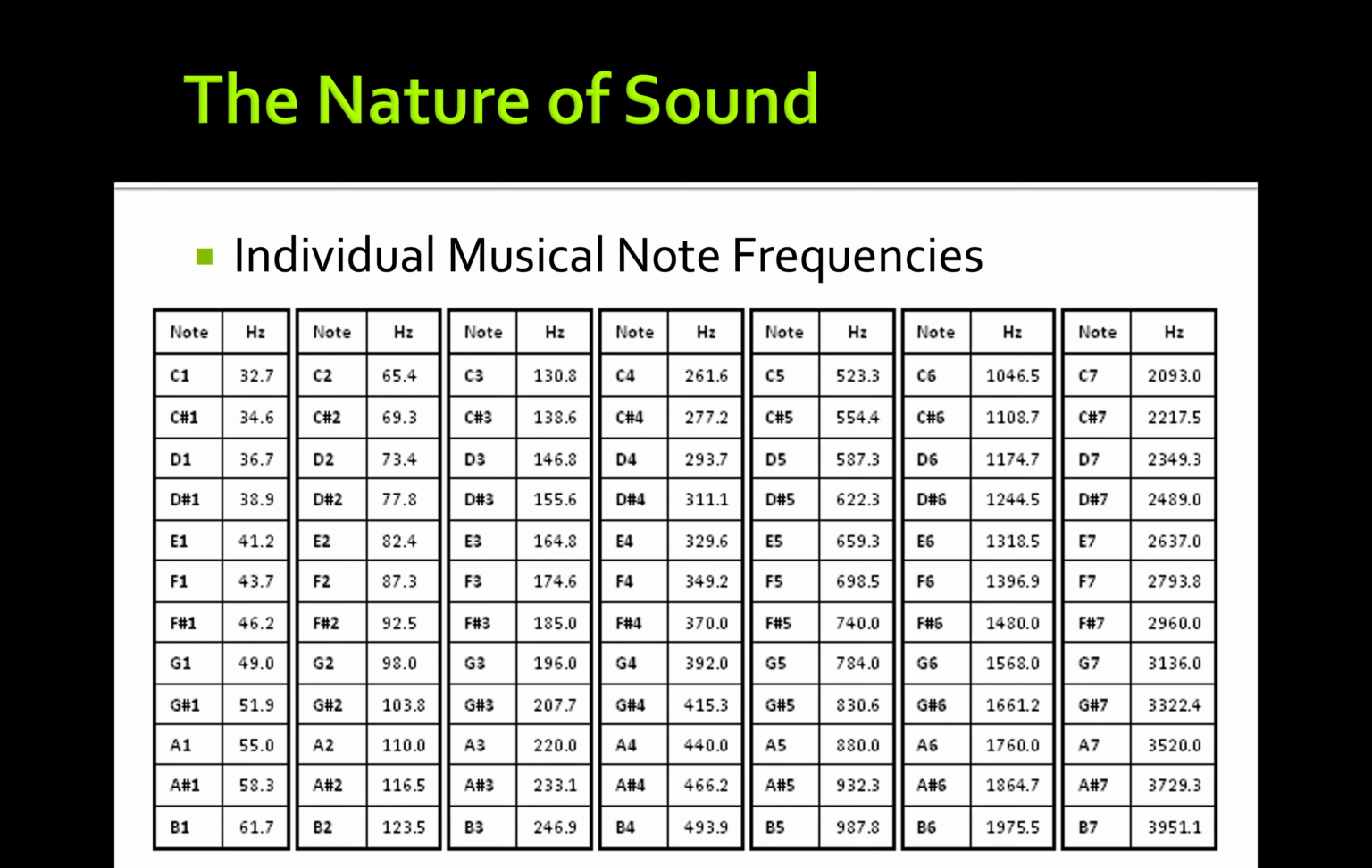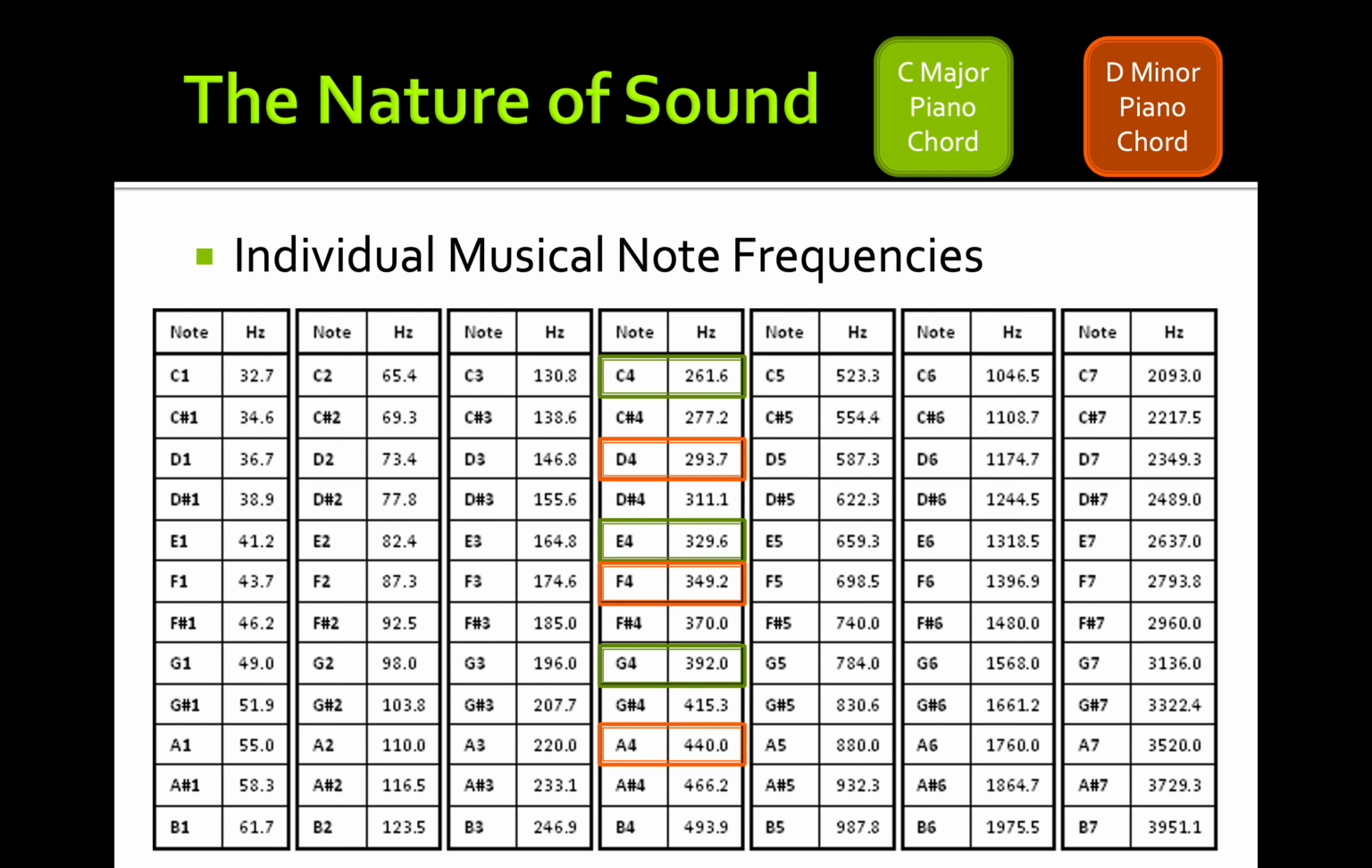Again, these are the individual note frequencies. We can see the C major piano, and then we also have a D minor piano. So we have all the frequencies as well. We have the name of the note, and then we also have the frequency it is showing.